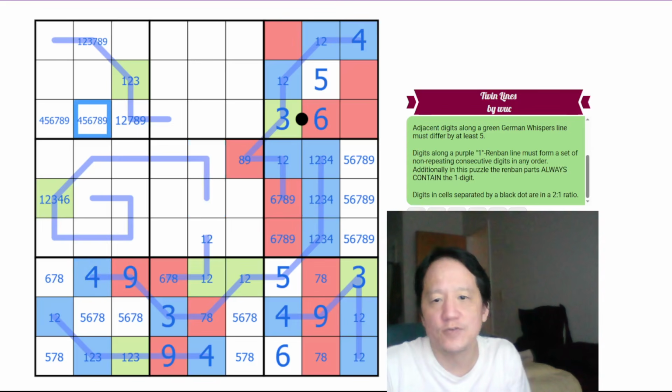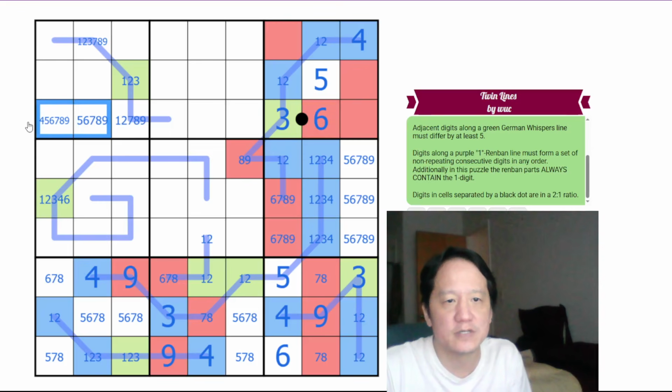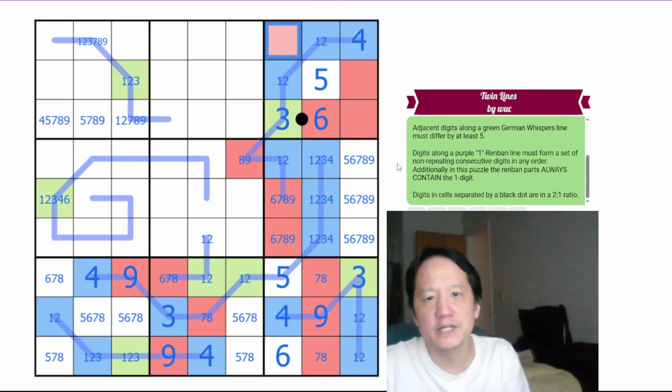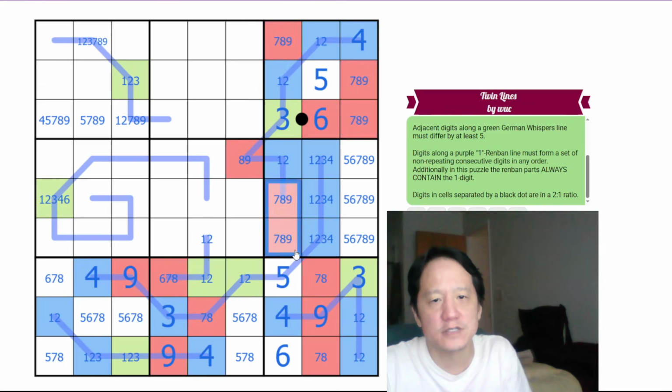4 eliminates 4 in the column. 6 eliminates 6 in the row. Remaining digits of box 3 are 7, 8, and 9. 6 can't be here because of 6 in the column.